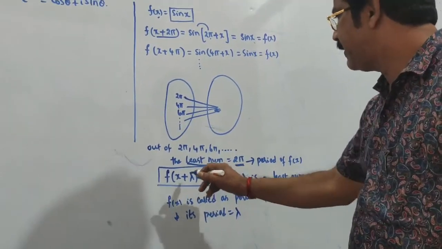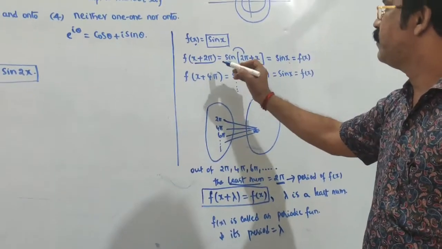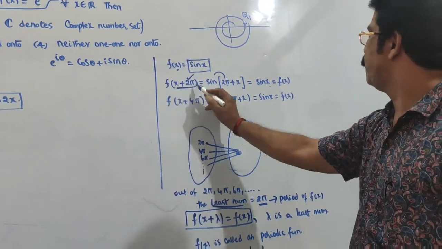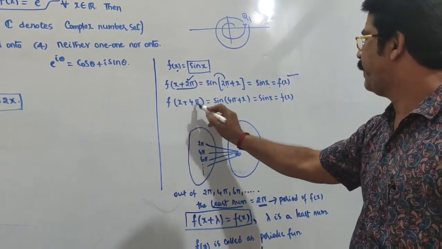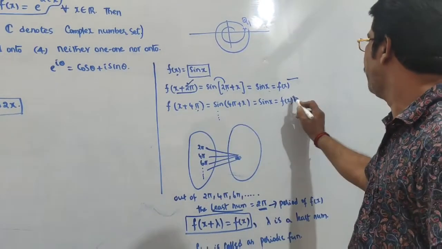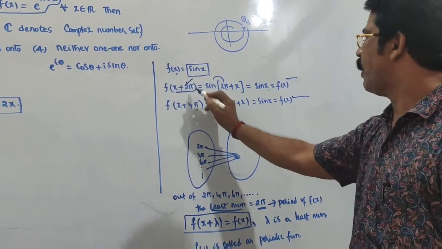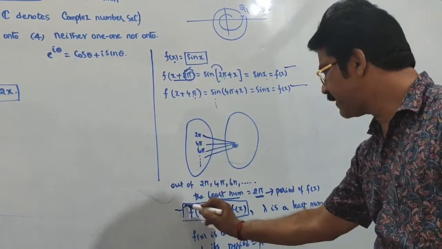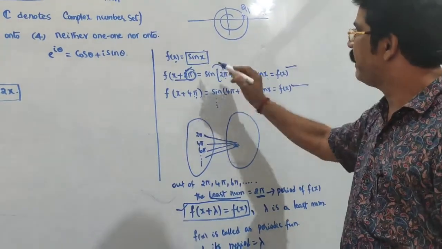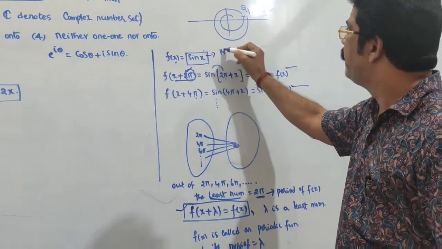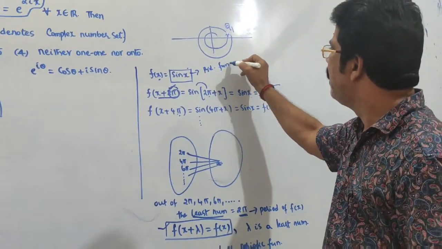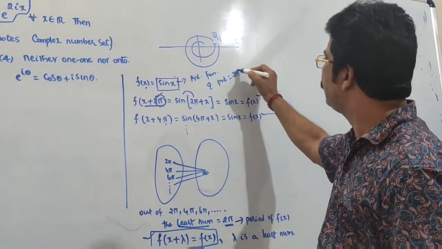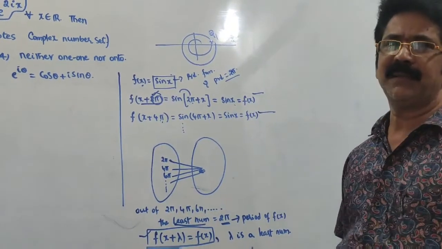So it is the same here. Which one is the least number? 2 pi. So f of x plus 2 pi equals f of x, f of x plus 4 pi equals f of x, and so on. Out of these, the least number is 2 pi. Therefore, this condition is satisfied for sin x. That's why sin x is a periodic function, and its period is the least number, 2 pi.